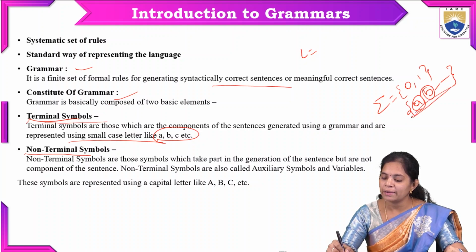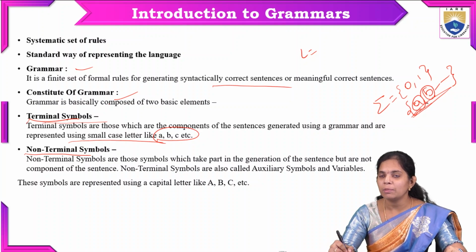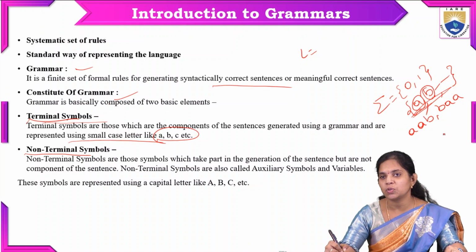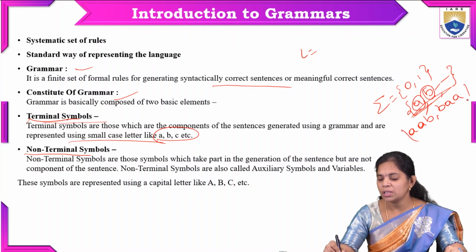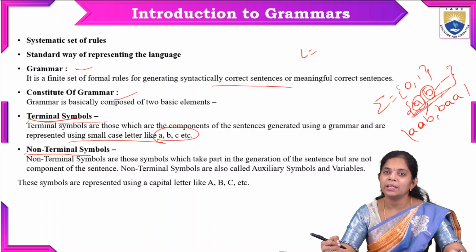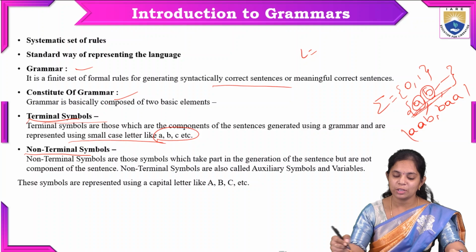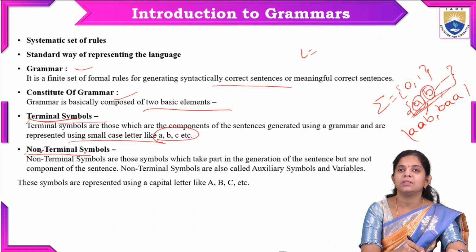Suppose this language has the terminals a, b. With these terminals a, b we can form strings like AAB and BAA. Like this we can form the strings, and these strings belong to the language. The language which is represented in a systematic way is represented as a grammar, and this grammar has two basic elements: the terminal and the non-terminal.